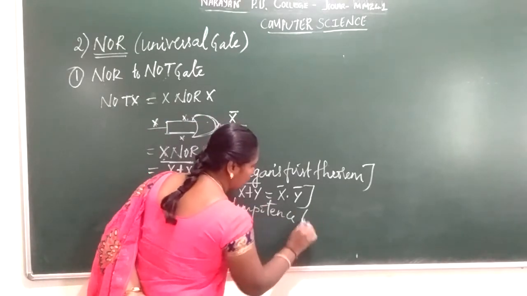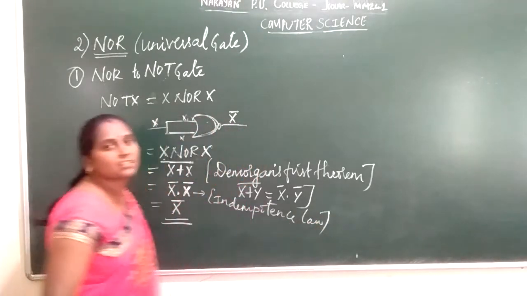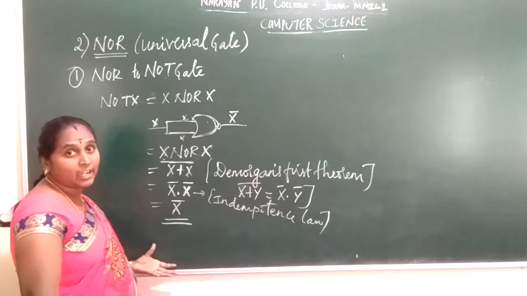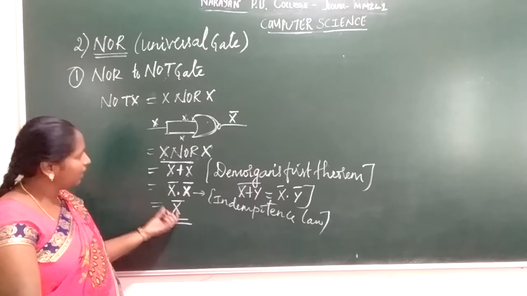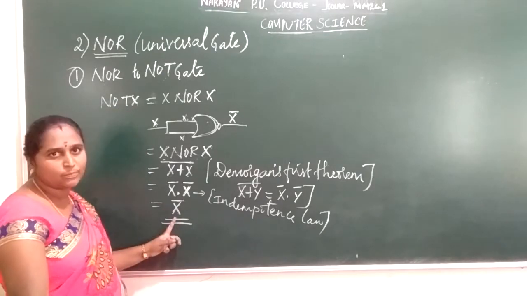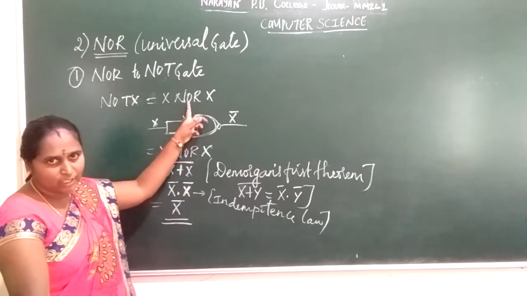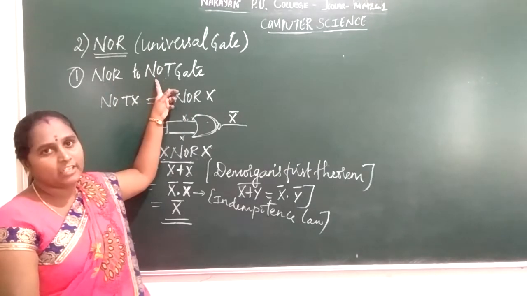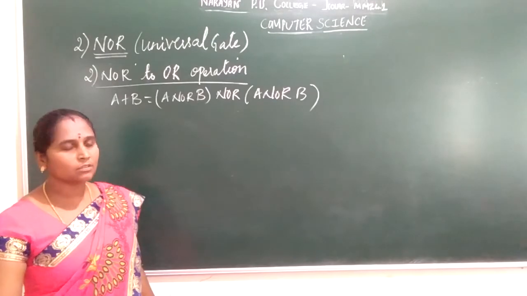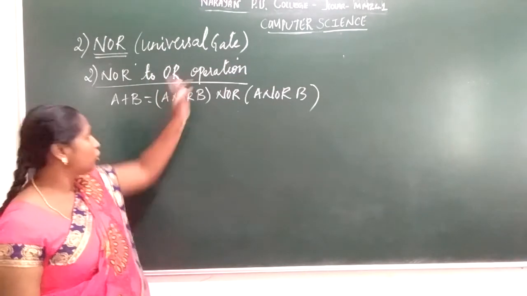So I have applied the idempotence law. A variable combined with itself using an AND or OR operation gives the same variable. So you get the expression as x bar. So NOT of x becomes x bar with the help of your NOR operation. The second one we will see is NOR to OR gate.